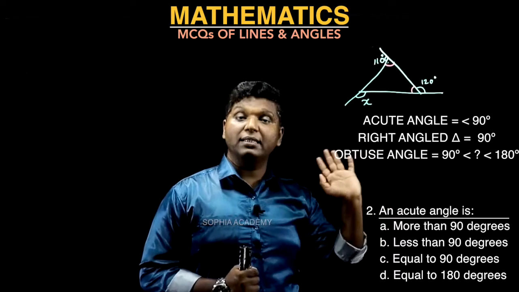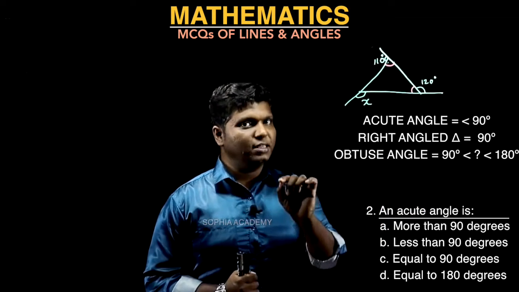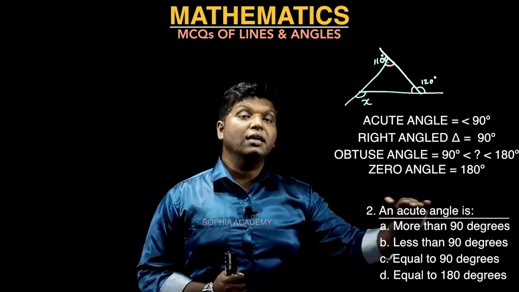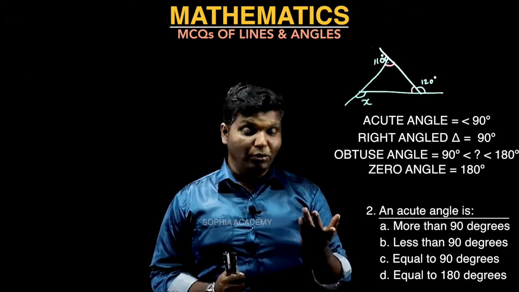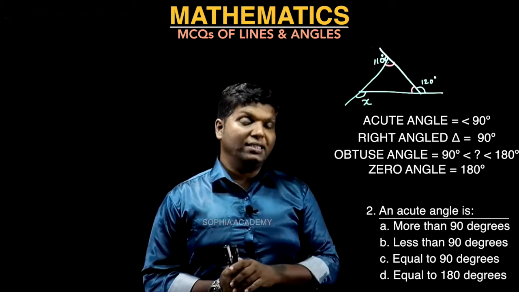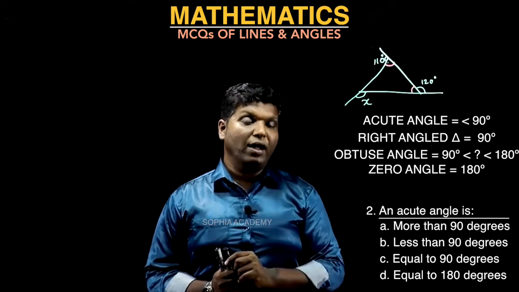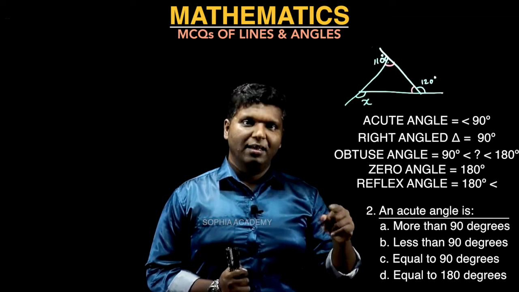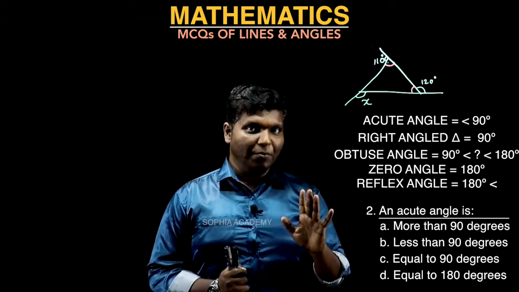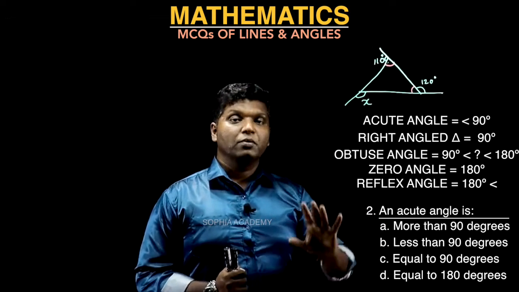And if it is 180 itself, it's a straight line. If it is 180 itself, we will say it's a zero angle, or we will say it is a 180 degree angle. Both are the same. If it is more than 180, that type of angle is what we call a reflex angle. Reflex angle. Is that clear? So like this, we categorize them.